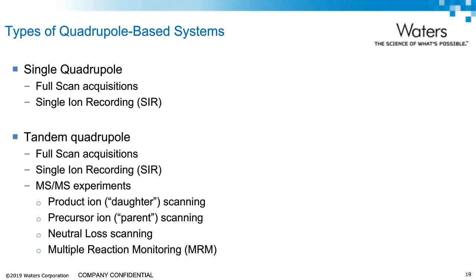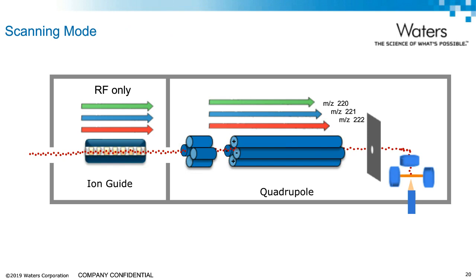Here is a schematic of the single quad instrument operating in full scan mode. Here the RF and DC voltages are scanning, transmitting ions in sequence. Once the instrument has passed through the entire sequence, it then repeats. This can acquire a scan in milliseconds and is ideal for screening or scouting methods.